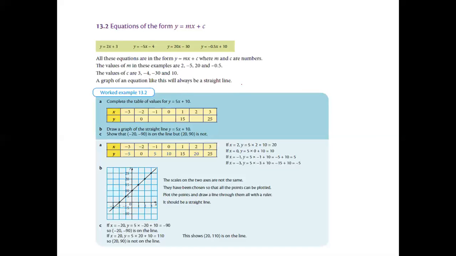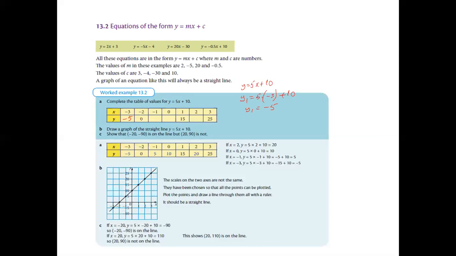First of all, write the equation. y = 5x + 10. It's our equation. In the first case, the first value of y is equal to 5 times, what was the first value of x? Minus 3, and plus 10. From here, you'll find minus 15 plus 10 is equal to minus 5. And the first value of y is minus 5.